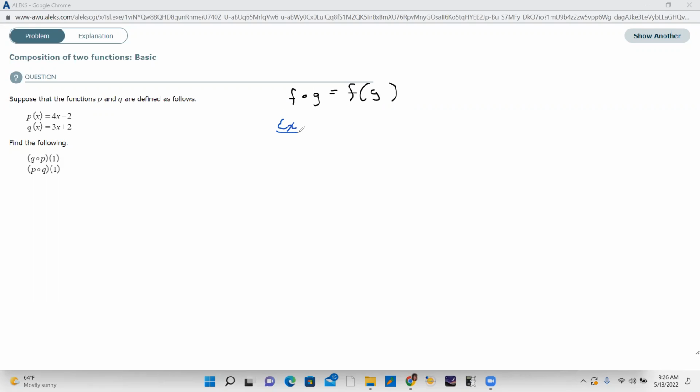So just for example, suppose F is 3x squared plus 2, and suppose G is 2x squared minus 1. I'm just making something up. So how about find F composed with G?